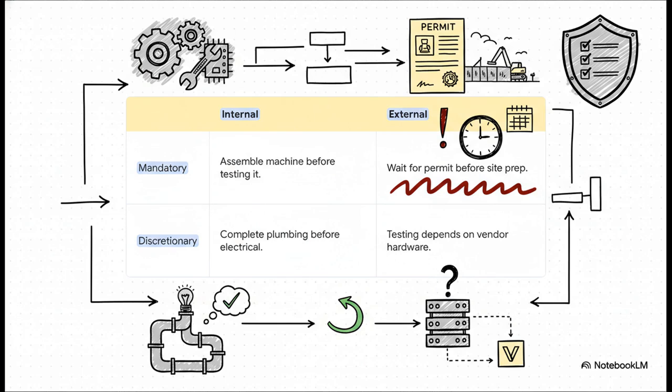Now, when you put these two concepts together, mandatory versus discretionary and internal versus external, you get this really powerful diagnostic tool. This matrix gives you four distinct buckets for any dependency, and you can see right away where your biggest risks are. That mandatory external box, that's a huge red flag. It's something you have to wait for, and it's completely out of your control. This framework helps you spot those risks a mile away.